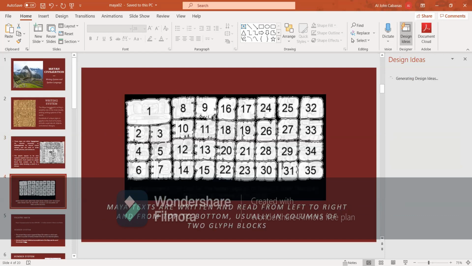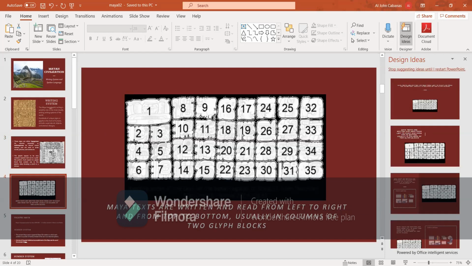Okay. Sabi dito, Mayan texts are written and read from left to right and from top to bottom, usually in columns of 2 glyph blocks. So for example, we have here number 1, and then ang pagbabasa nito, 2, 3, 4, 5, 6, 7, and then taas. 8, 9, 10, 11, 12, 13, 14, 15, and so on and so forth. So, ganun ang pagbabasa ng number system ng mga Mayan.